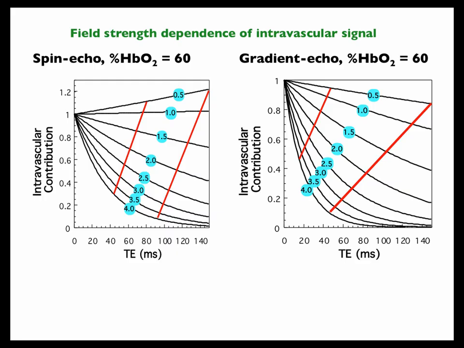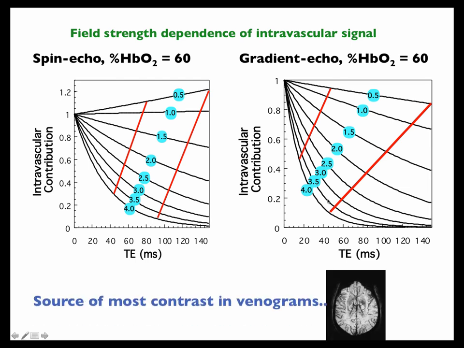And this is what this illustration shows in a busy way. Basically, this is the intravascular contribution as a function of echo time for spin echo versus gradient echo, across field strengths from 0.5 to 4 Tesla. The higher the field strength, the more the signal is gone intravascularly. And one other added benefit of this, the fact that blood T2* is much less than that of tissue at higher field strengths, is that you can make these wonderful venograms.